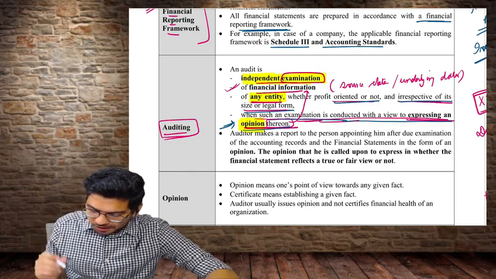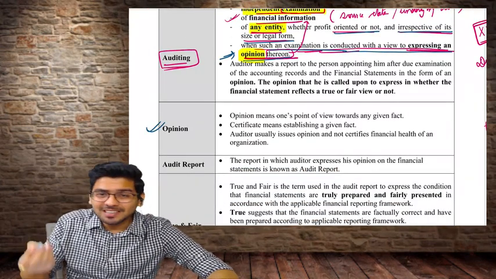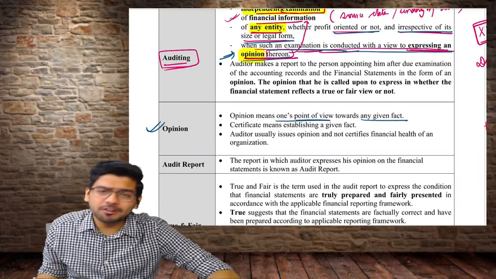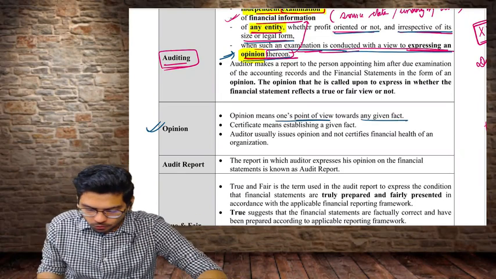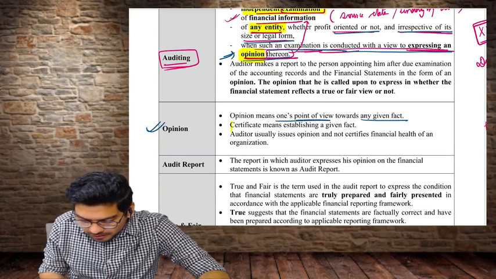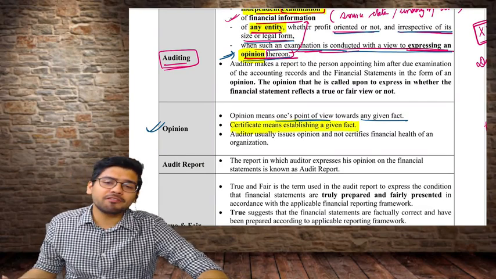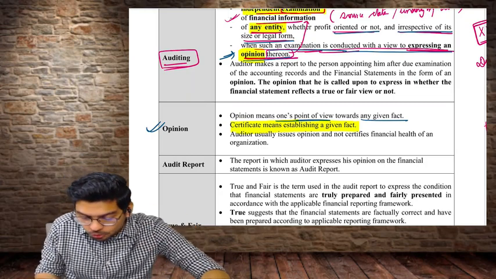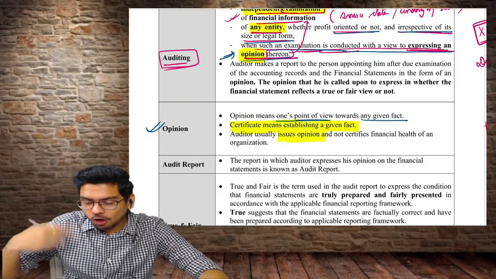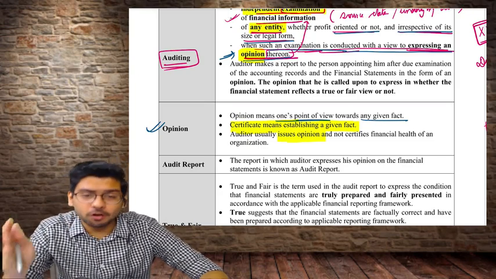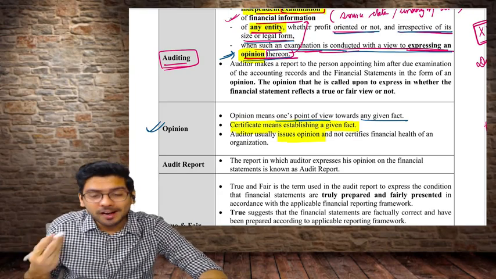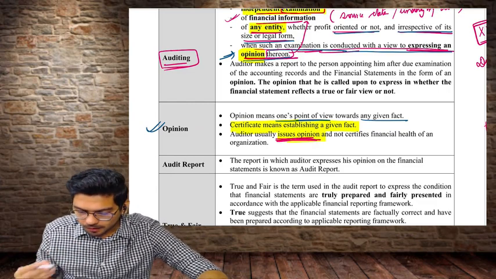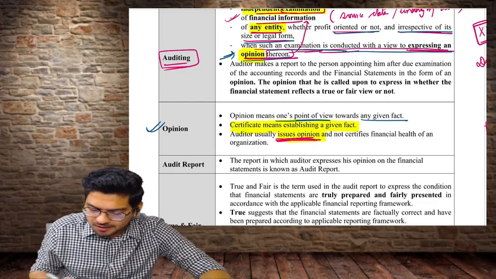So the point here is opinion. Let us understand the word opinion. Opinion means one's point of view towards any given fact, and certificate, on the other hand, means establishing a given fact. Now, auditor usually issues an opinion and does not certify the financial health of an organization. You have to understand this, that while auditing, the auditor only gives an opinion.